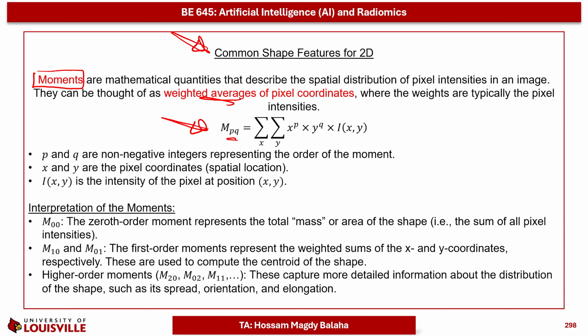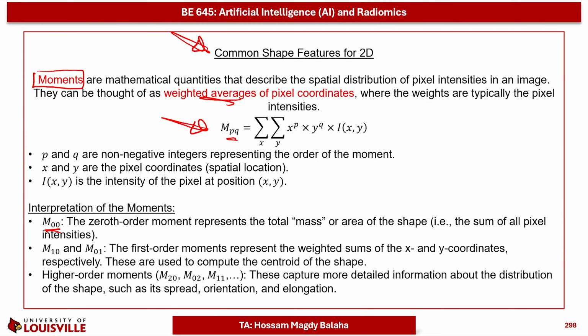So if I set P equals 0, Q equals 0, then it will be M00, which is here. This will be the zeroth order moment. And if it is 10 or 01, this will be the first order. And if it is 20 or 02 or 11, this will be the second order, and so on. So depending on the sum of P and Q, we can determine the order.